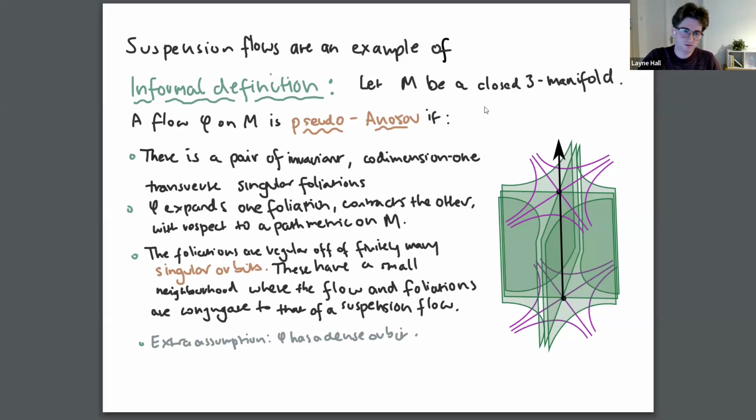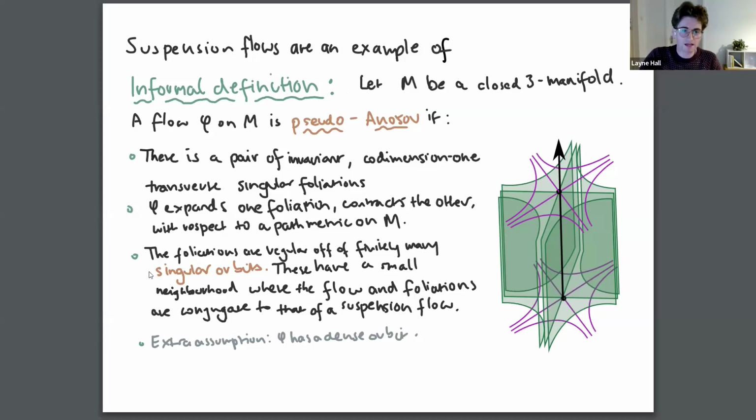Well, we're going to start with a closed three-manifold, and we're going to assume there's a pair of invariant codimension one transverse singular foliations. On my right-hand side here, I've taken the picture from the suspension case and suspended it up once. I've only suspended the green foliation to keep the picture coherent, but I have this two-dimensional foliation once I do the suspension action. So I'm assuming my flow preserves a pair of these, that they're transverse, and that it expands one and contracts the other. This is not groundbreaking after what we saw for the suspensions.